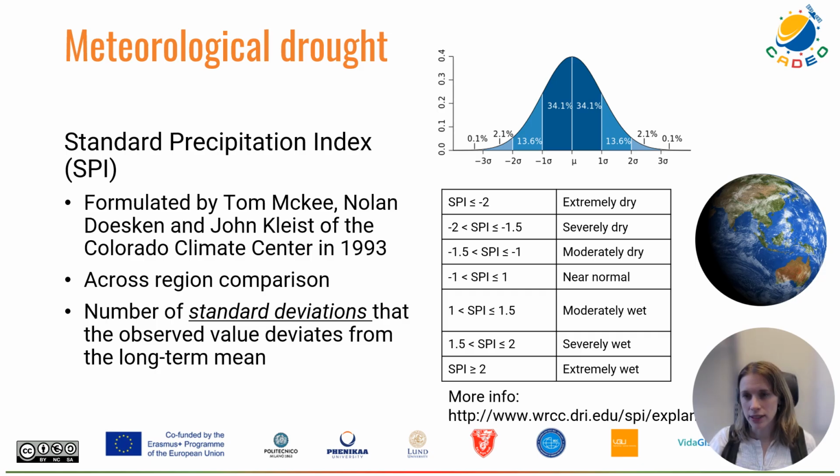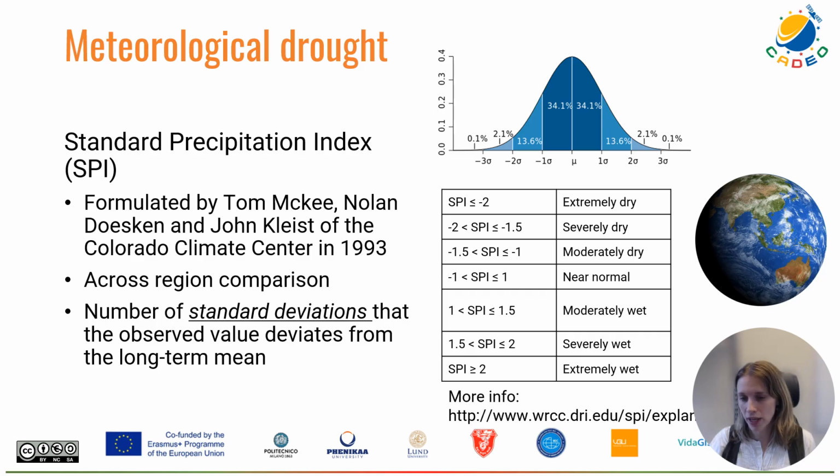So around 68% of the values are within 1 standard deviation from the mean on both sides. And then you have these areas which are less common values that are further away from the mean. And these are the areas where you can see, for example, drought.